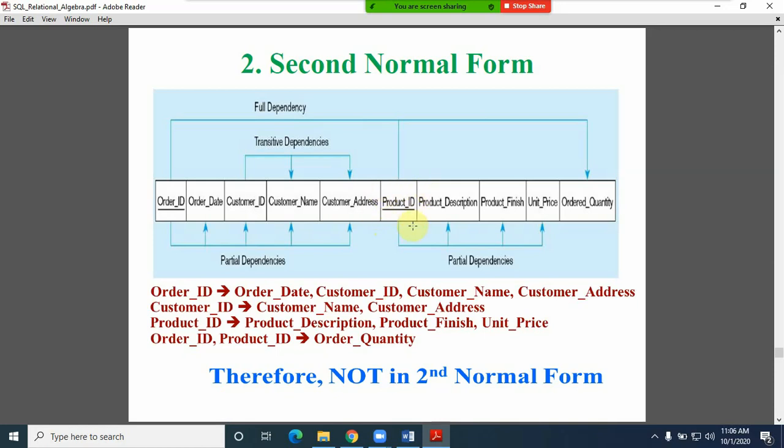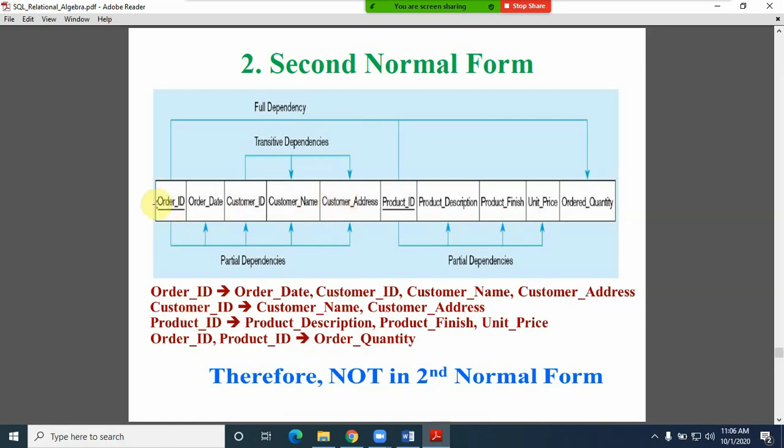So the question here is order quantity. If I want to get the quantity related to the order based on this particular product, I can get it based on the order only. So based on this order ID as well as the product ID, I am able to get the order quantity.